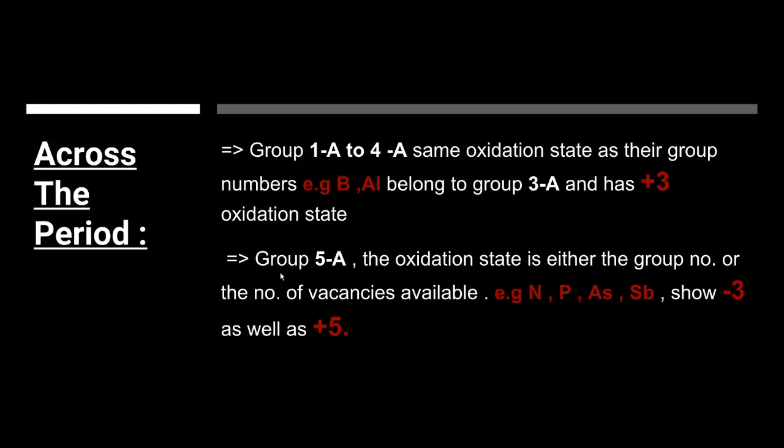For group 5A, the oxidation states are either the number of electrons present in the valence shell, which is the same as the group number, or the number of vacancies available in these shells. For example, nitrogen, phosphorus, arsenic and antimony frequently show -3 as well as +5 oxidation states.